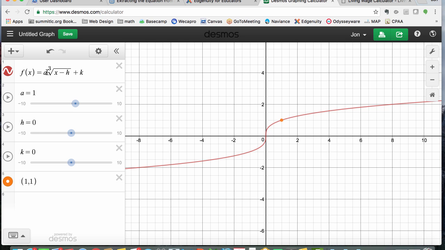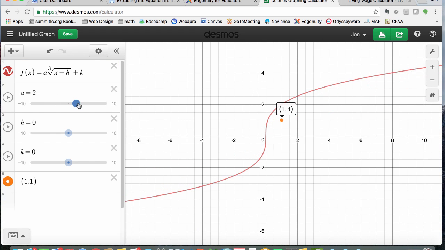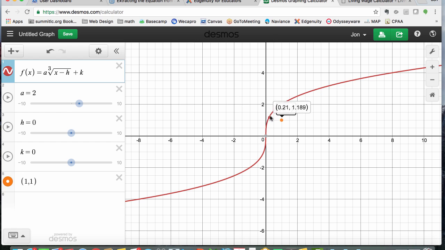And then finally, the same thing with a. a makes it taller or smaller. So notice I have the point (1, 1). But if I make a 2, again, it's going to grow up to be over 1, up 2. It's going to grow twice as fast. Right there, over 1, up 2. So a still stretches or shrinks it. So it's really similar to square root functions. The only difference you notice is that instead of coming down and then stopping right here, my graph keeps going.